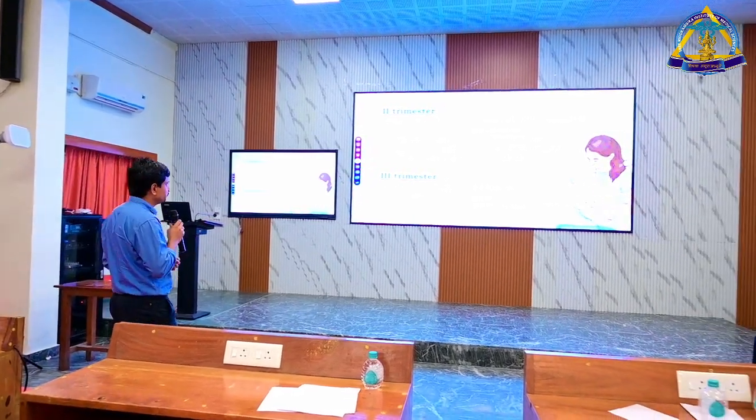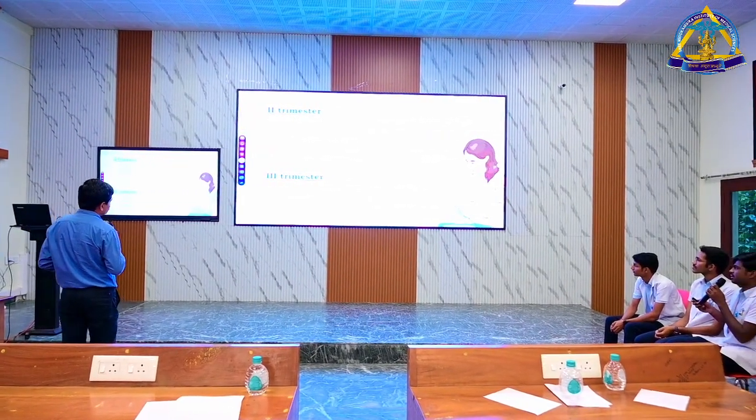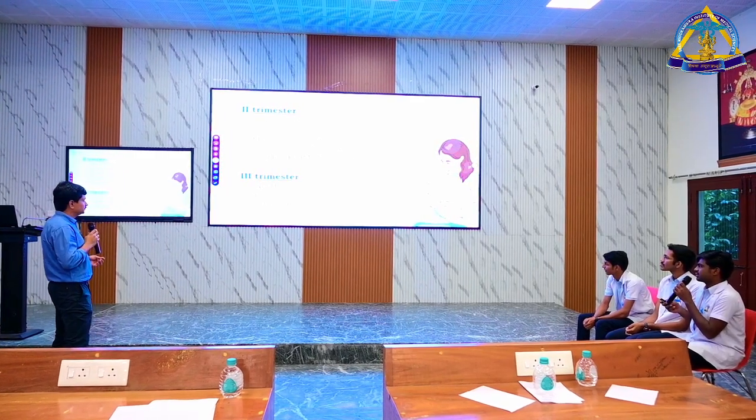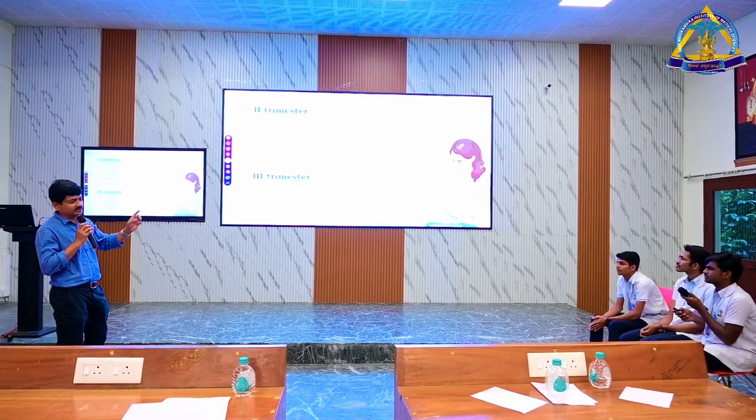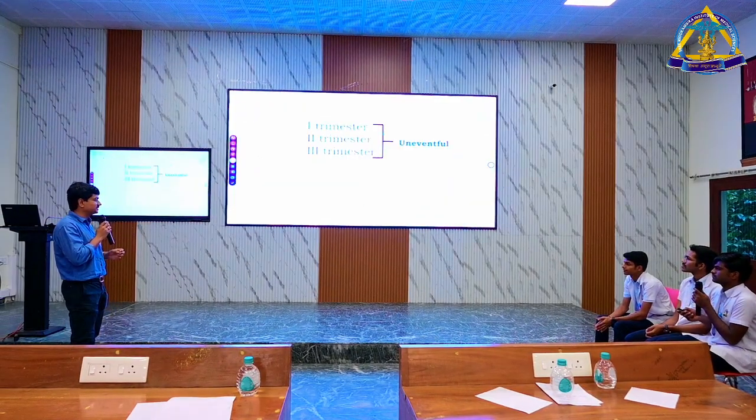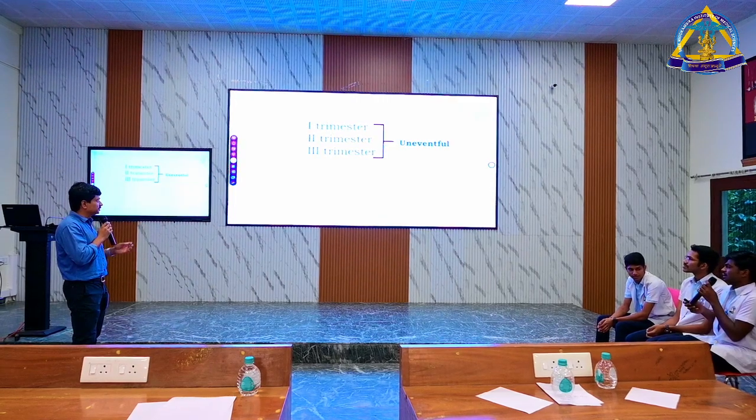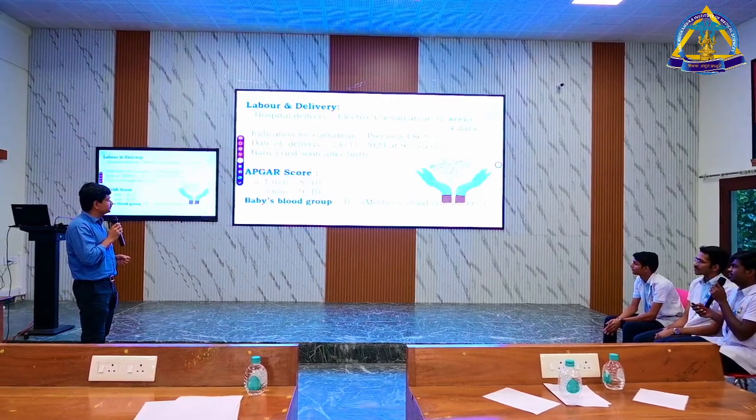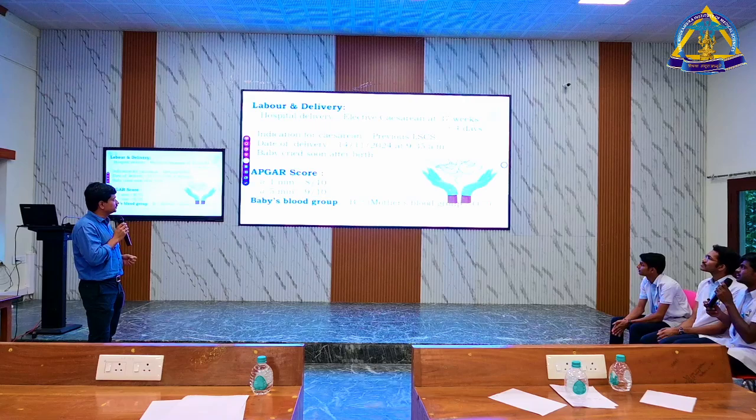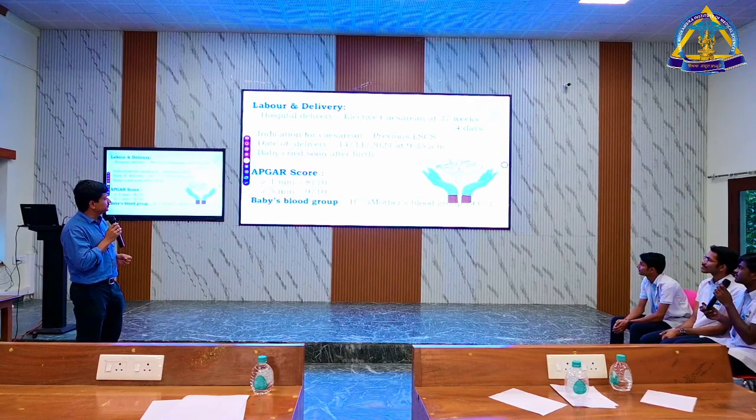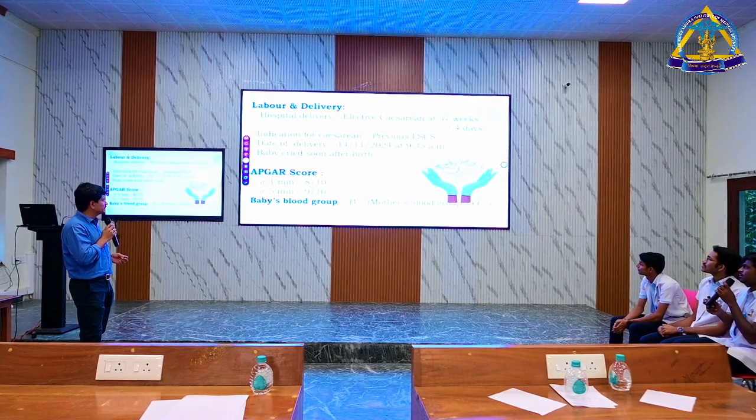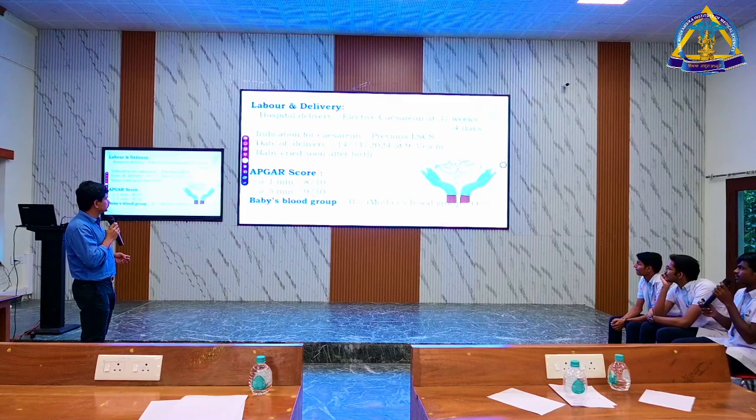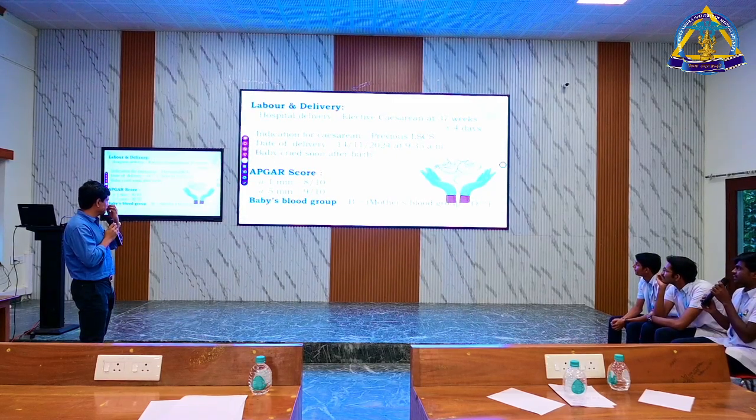Okay, now continue. Third trimester, no history of bleeding per vagina. Growth scan taken. Antenatal steroids taken. Again, tomorrow's homework: read everything about antenatal steroids. What are the advantages? So it is basically uneventful. Okay, next. Labor and delivery: hospital delivery, elective cesarean at 37 weeks 4 days. Indication for cesarean, previous LSCS. Date of delivery 14/11/2024 at 9:35 a.m.